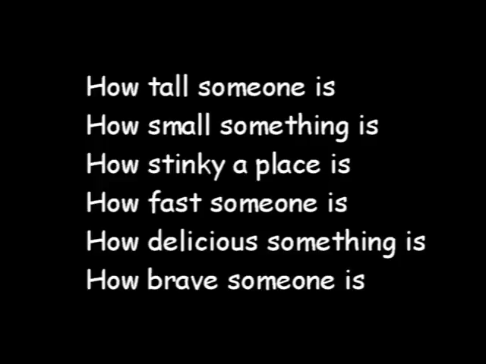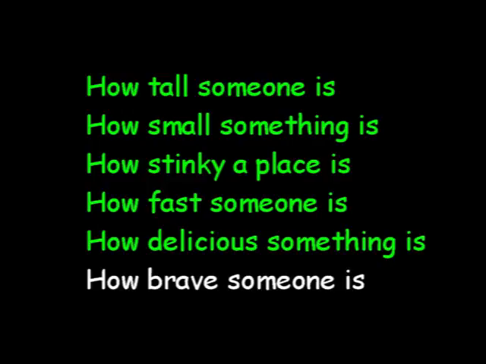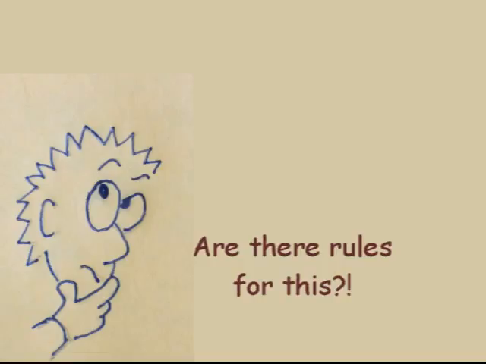We can use comparative adjectives and superlative adjectives to talk about all sorts of degrees of stuff. How tall someone is, how small something is, how stinky a place is, how fast someone is, how delicious something is, how brave someone is. So how do we take an ordinary positive adjective like stinky and make it comparative or superlative? Well, like a lot of things in the English language, there are a few rules. And, like a lot of rules in the English language, these rules get ignored sometimes. I'll show you that in a moment.